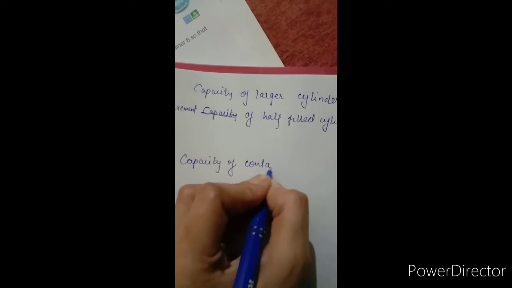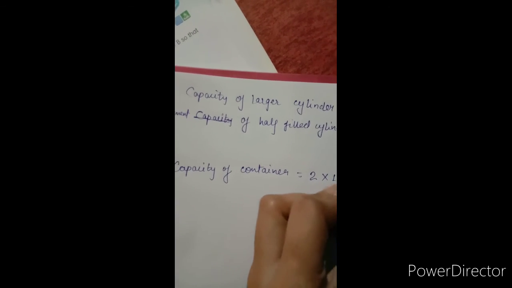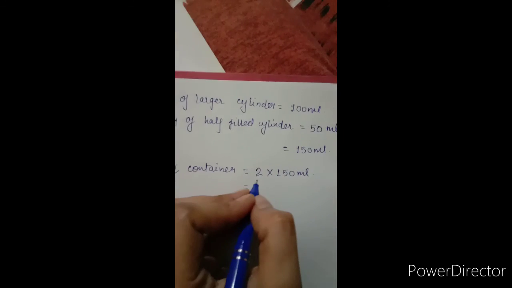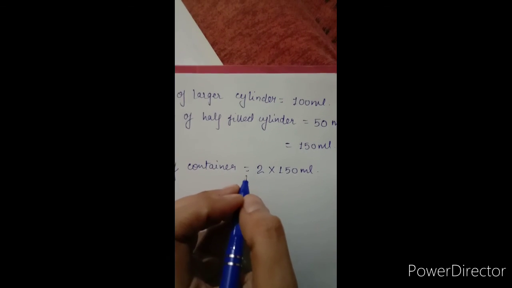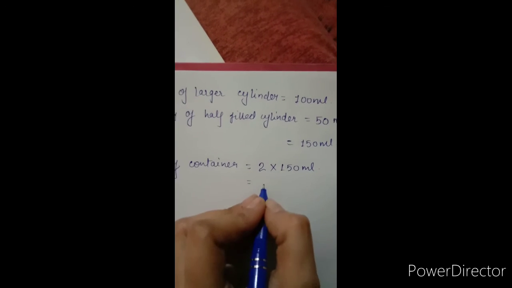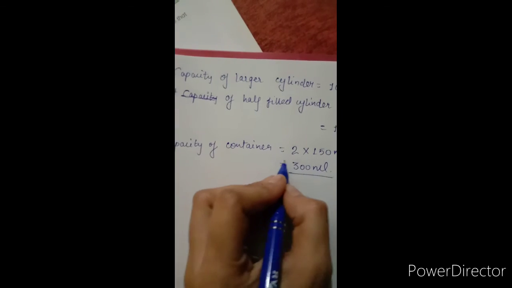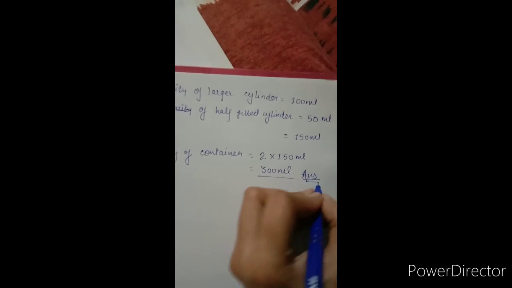the container is equal to 2 multiply 150 milliliter. Why did we multiply it by 2? Because it is half filled, so for finding the complete capacity, we multiply it by 2, so it is 300 milliliter, meaning the capacity of the container is 300 milliliter, and that's our answer.